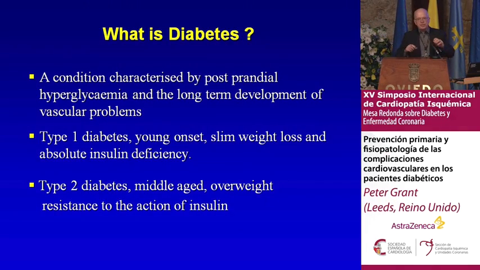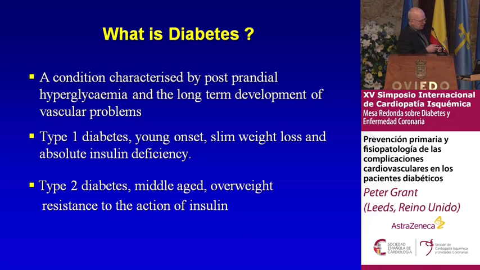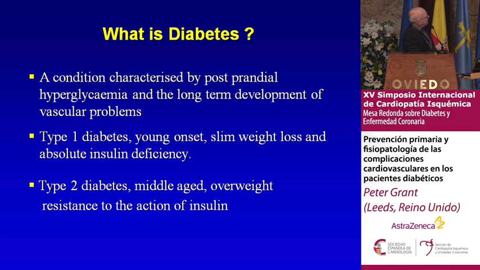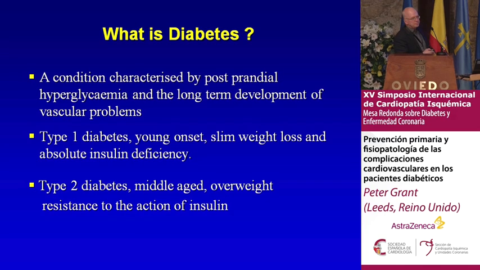So let's start off very simply and ask the question, what is diabetes? I think everybody knows that it's a condition characterized by hyperglycemia and the long-term development of vascular problems. These divide into microvascular disease, affecting the eyes, the nerves, and the kidneys, and of course macrovascular disease, of which cardiovascular complications are the most important.